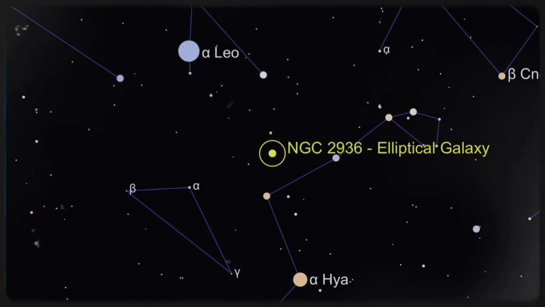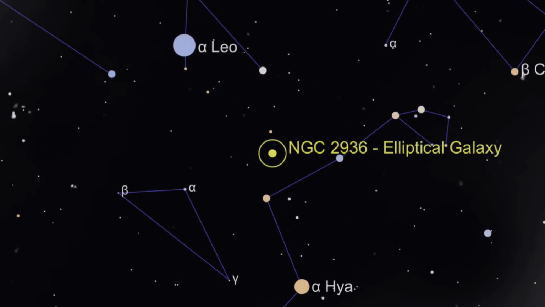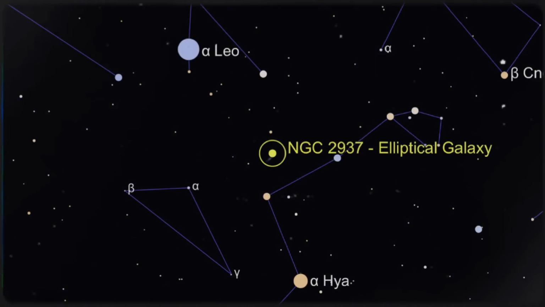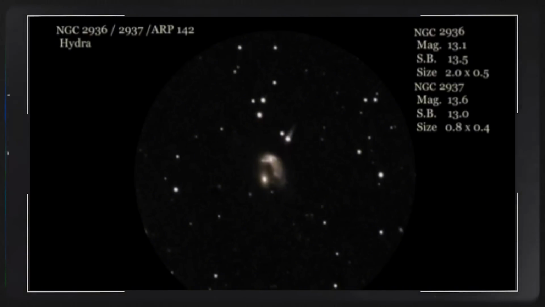What's truly striking, though, are the stunning tidal arms that the irregular galaxy, NGC 2936, has formed as it interacts with its galactic partner, NGC 2937. Webb's false color infrared image makes it look like NGC 2936 is throwing cosmic confetti into space, but what's actually happening is that massive gas and dust clouds are fueling an extraordinary rate of star formation.